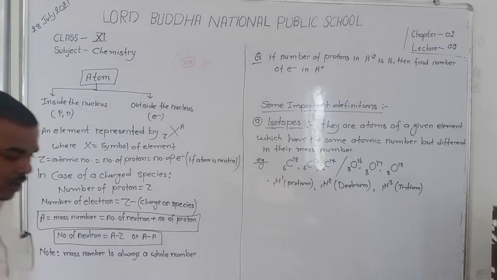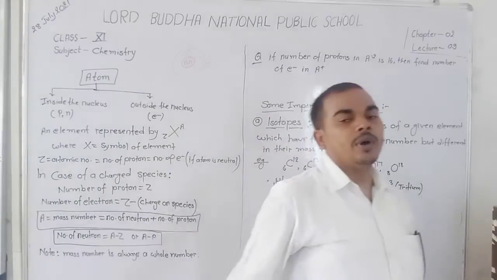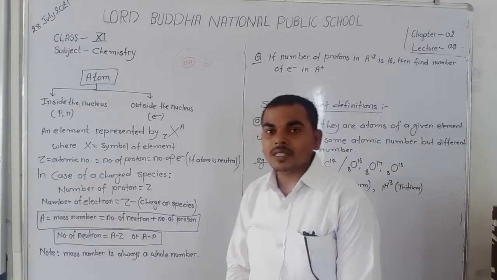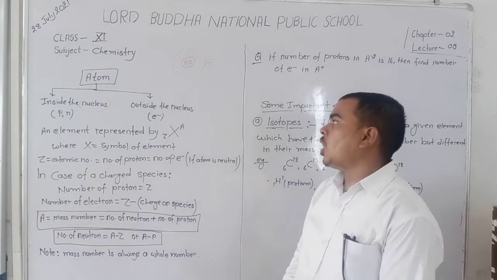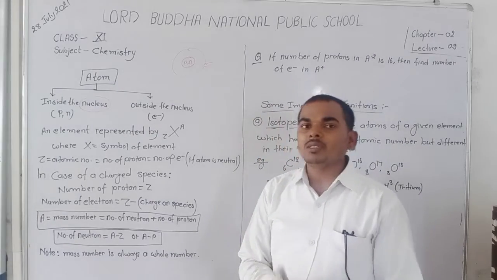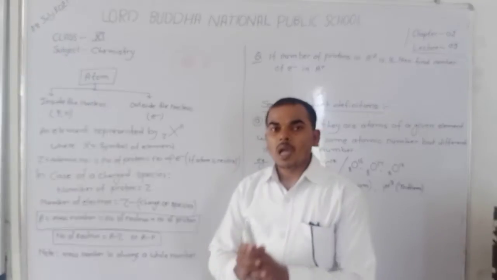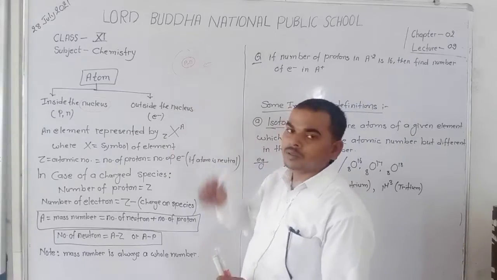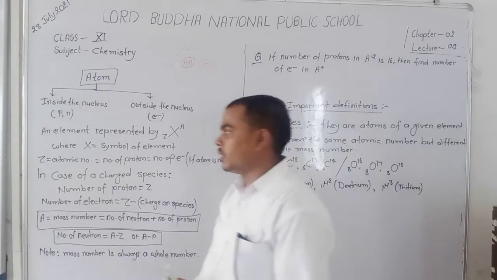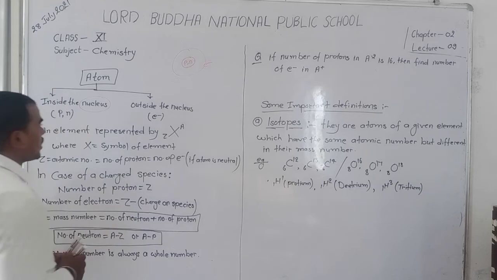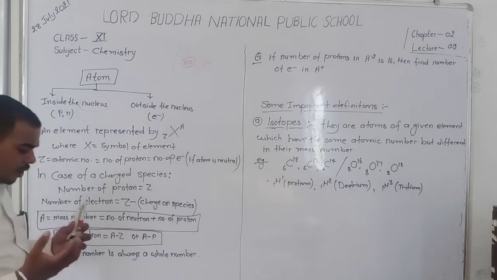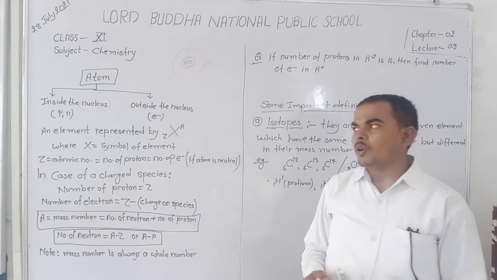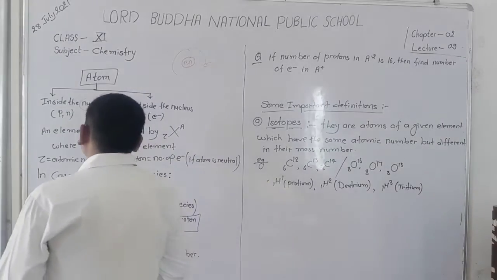Dear student, there are two parts of the atom. One is inside the nucleus and the second is outside the nucleus. Inside the nucleus, protons and neutrons are present, and outside the nucleus, electrons are present. Here are given the diagrams.